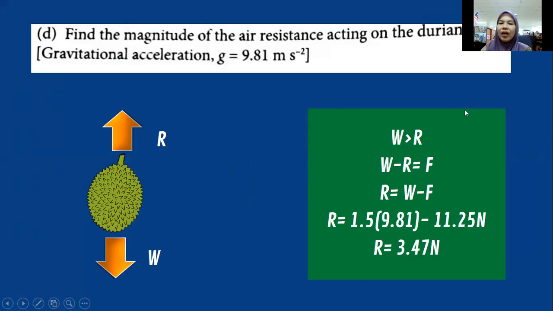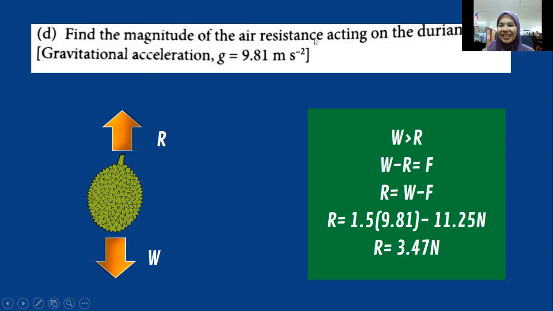Next, find the magnitude of air resistance acting on the durian. Resistance is the force that always opposes the direction of the motion. The durian is moving downwards, so the resistance will be in the direction opposite to the motion, which means upward. R is the reaction; we will consider the reaction force as the resistance.